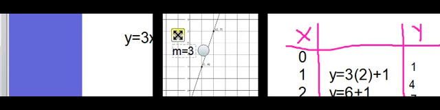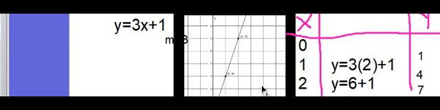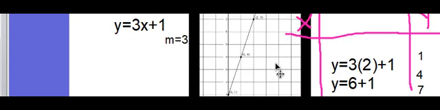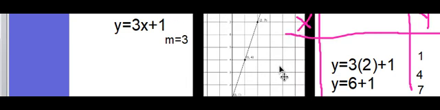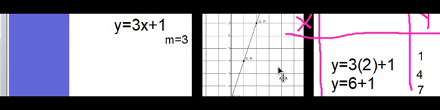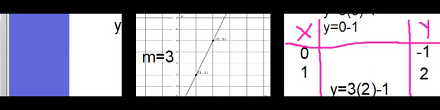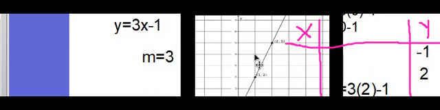Slope equals 3. Well, how is that possible? I'm sorry, how is it possible that the slope of y equals 3x plus 1 and the slope of y equals 3x minus 1 have the exact same slope? Let's take a look at all of the problems that we've done so far.